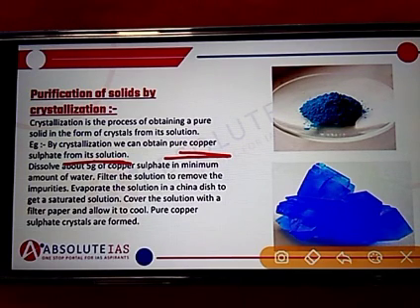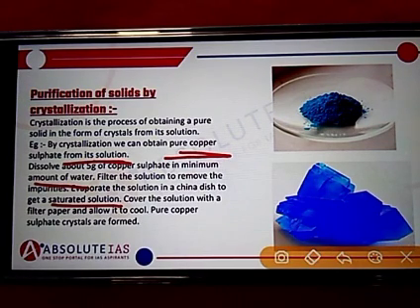How does the process go? Dissolve about 5 grams of copper sulfate in a minimum amount of water. Now filter the solution to remove the impurities and then evaporate the solution in a china dish to get a saturated solution. Then cover the solution with filter paper and allow it to cool. Now pure copper sulfate crystals will be formed.